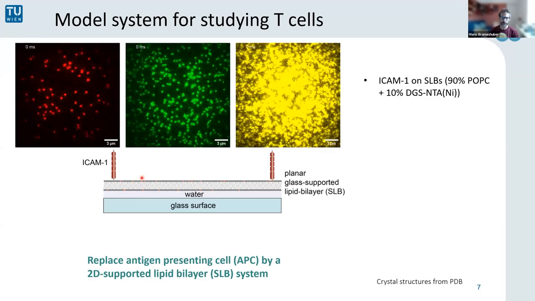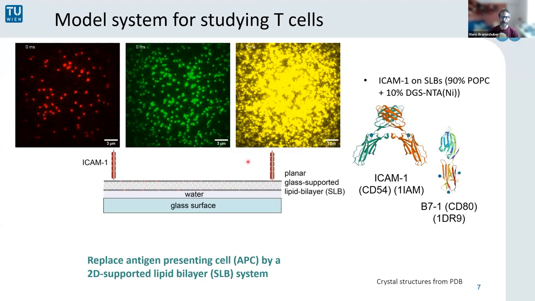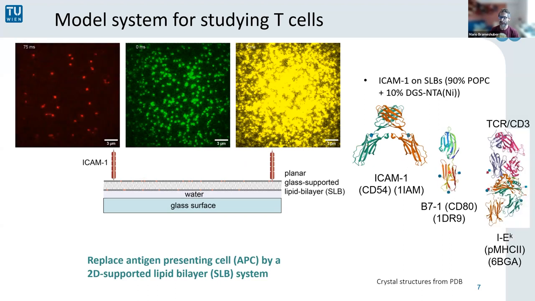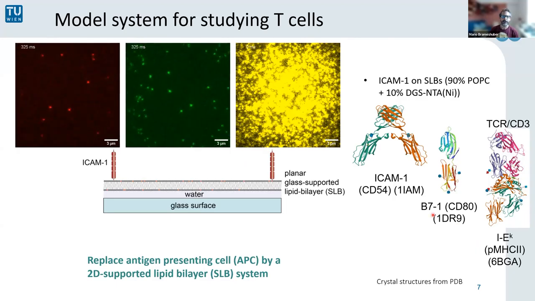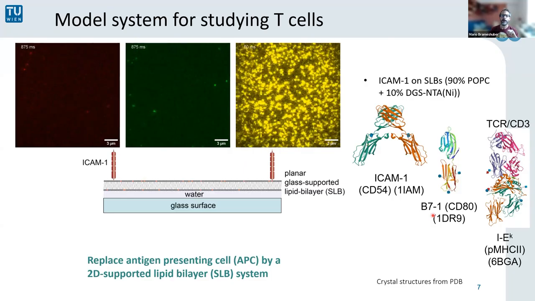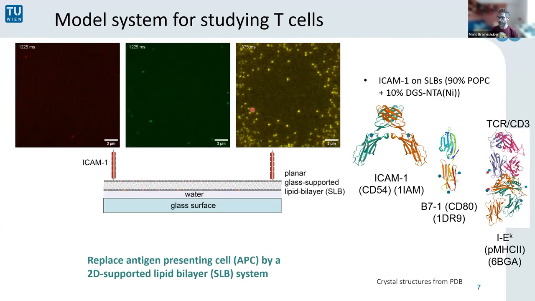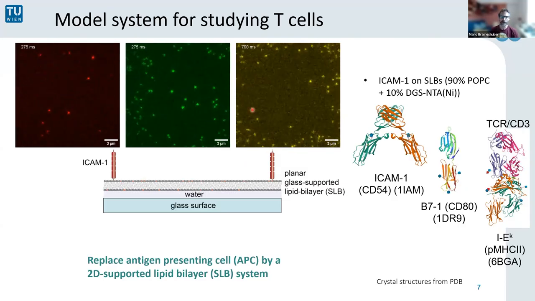We use different proteins for binding. For example, we used ICAM1, which is responsible for the adhesion of T cells. We can add co-stimulatory molecules like B7-1. We can even add the activating molecule, the peptide MHC class 2 molecule, and thereby we generate our own antigen-presenting cells, an APC mimicry. The big advantage is that we control all parameters here. We can control the density of the proteins, the type of proteins, and we can also choose the color of labeling, whatever we want.